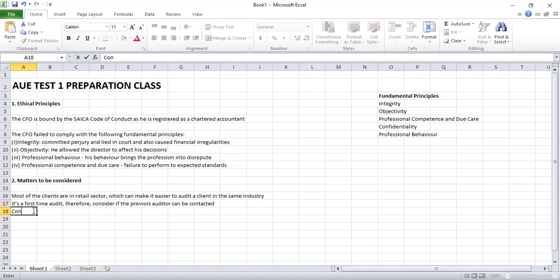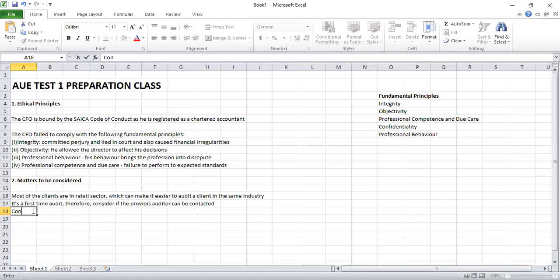Sir? Yes. When you say a first-time audit, what do you mean by that? You are auditing that particular firm for the first time. Or it means that they are a new client? Yes, a new client.